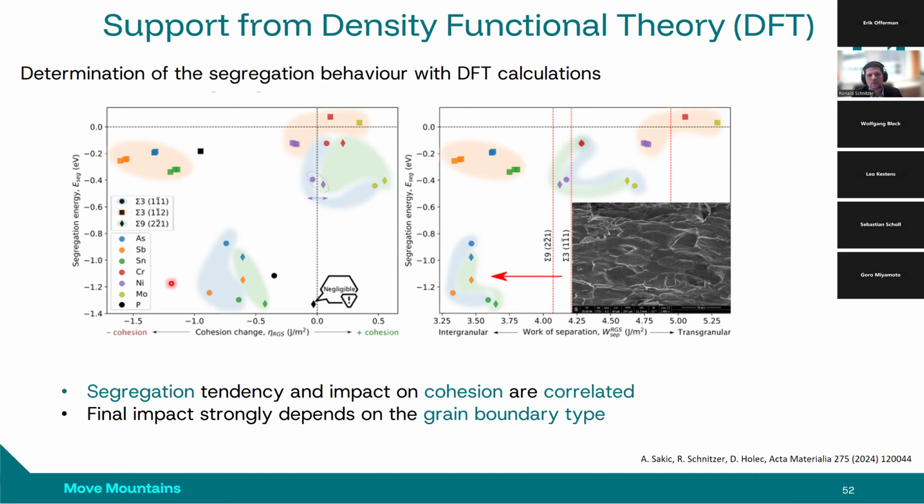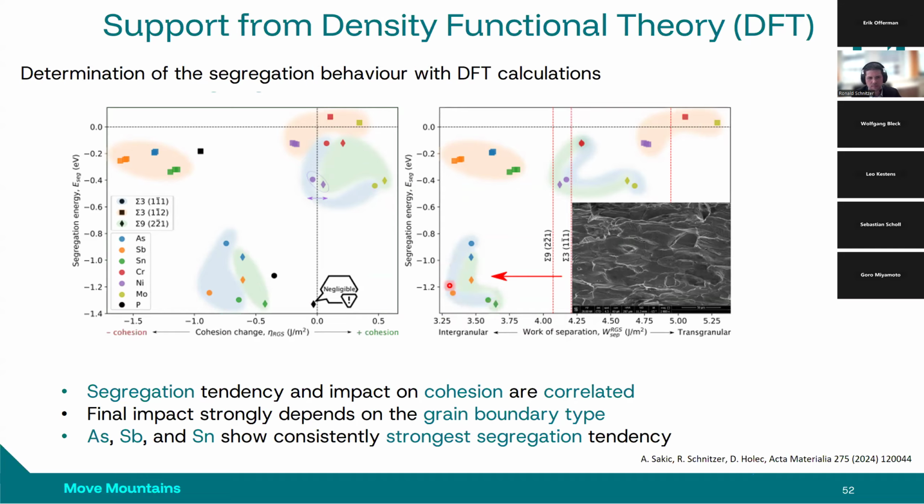And what you can also see here, just have a look at the color content: arsenic, antimony, and tin. As they have a very high segregation energy, that means strong segregation tendency, they do have also a strong influence on the work of separation. That means they tend to cause intergranular fracture. So that fits together. And in general, according to these calculations, arsenic, tin, and antimony are among the strongest elements showing segregation tendencies.